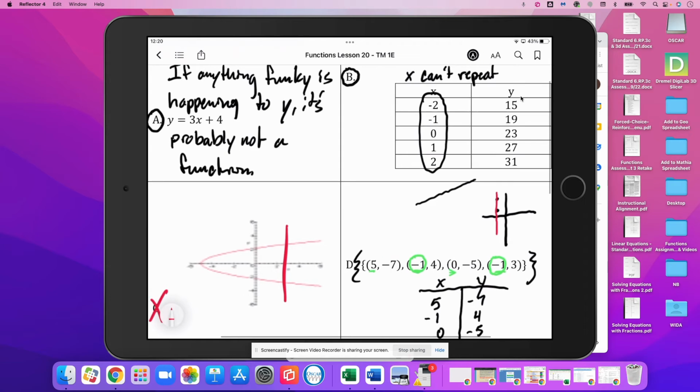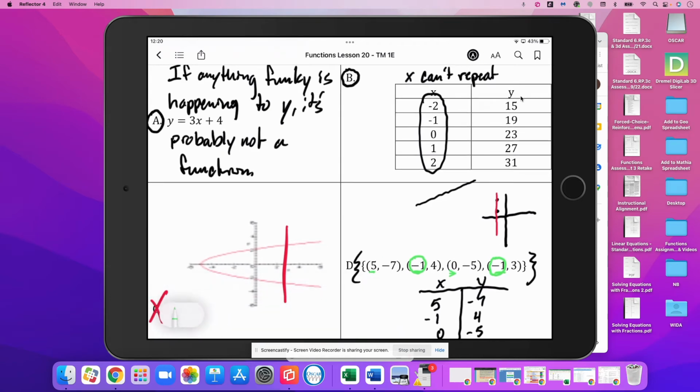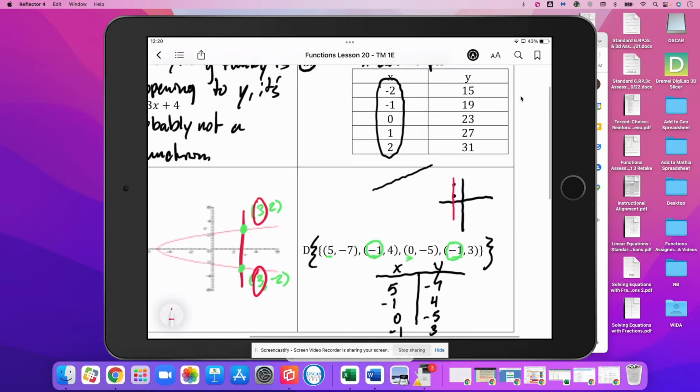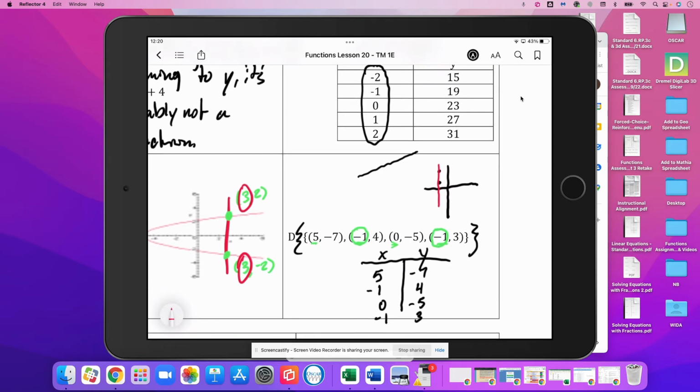And we can connect that idea to the graph as well, in that over here, we have an x value that repeated. Like let's say that this was the point 3, 2, and that this was the point 3, -2. The x value 3 repeated. And that's what caused this to not be a function, because we had more than one point for the same x value. And so for D over here, again, we had -1 twice. We have 2 points that have the same x value. So that is not going to be a function.